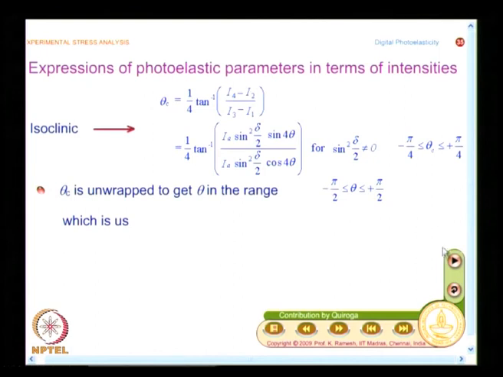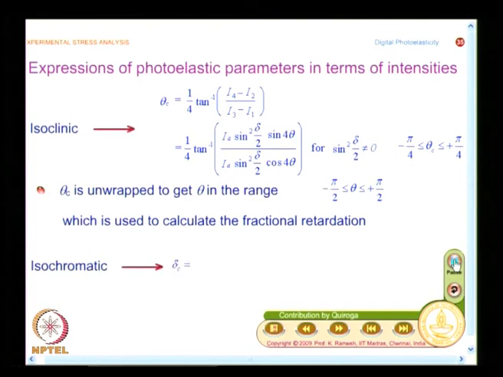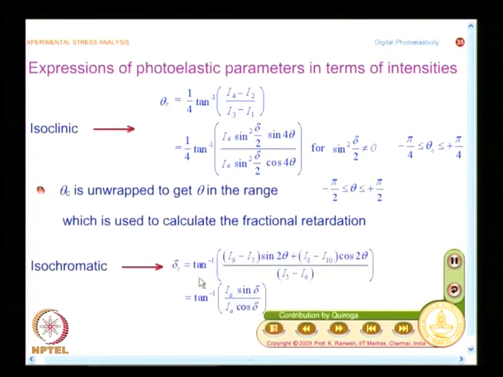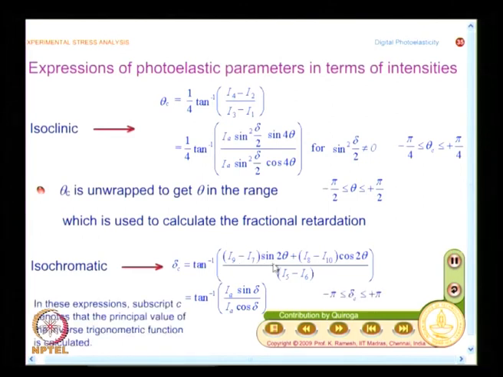So, I have the expression for delta, and this is given as delta c equal to tan inverse of I9 minus I7 sin 2θ plus I8 minus I10 cos 2θ, divided by I5 minus I6. To look at, this expression seems very simple, but even bringing sin 2θ as well as cos 2θ into the numerator term was a challenge.